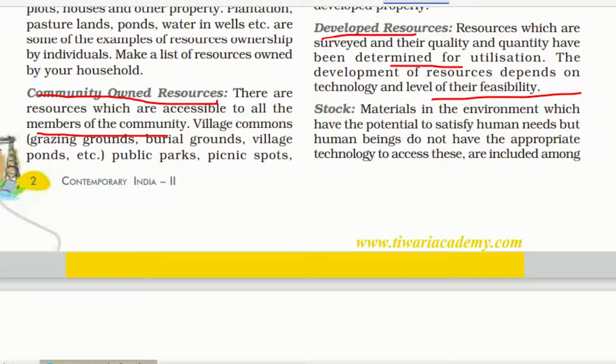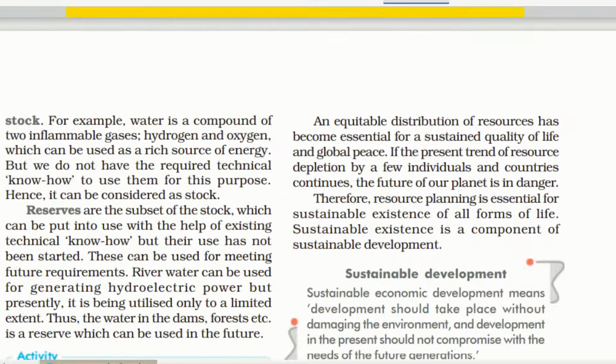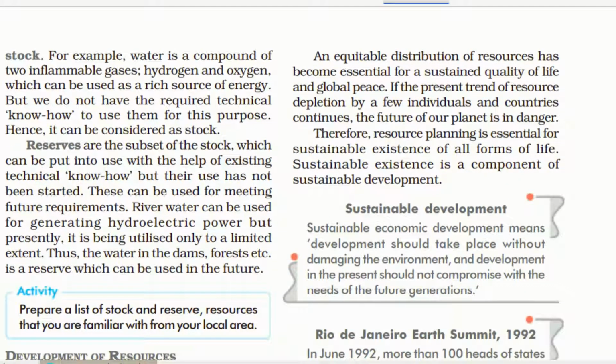See, materials, already we have the potential, a lot of potential is there for a particular resource, but what is lacking, we don't have the technology to utilize that. Okay, that particular thing, that is known as what? Stock. That is very important, stock. Then, example for stock. Water is a compound of two inflammable gases, hydrogen and oxygen, which can be used as a rich resource of energy, but we do not have the required technical know-how. Otherwise, we don't know how to separate that. That is the meaning. Okay.